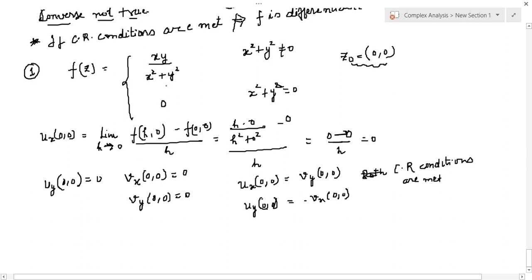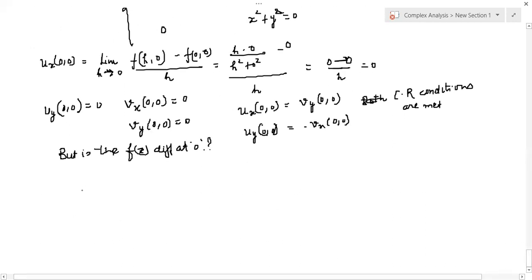But is the function differentiable at 0? Is the function f(z) differentiable at 0? You know that this particular function is not even continuous at 0. If you want to really see this, you know from your earlier discussions that for a function to be continuous, this limit must be equal to 0. However, when you find this limit, what will you get? Limit z tends to 0 means what?